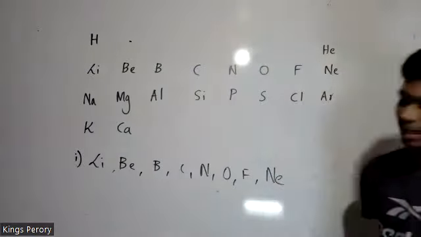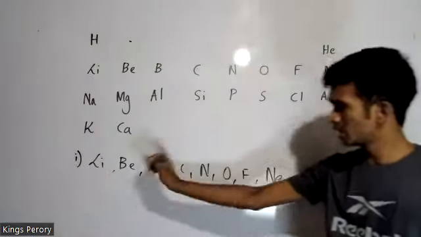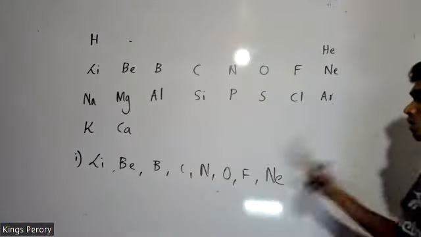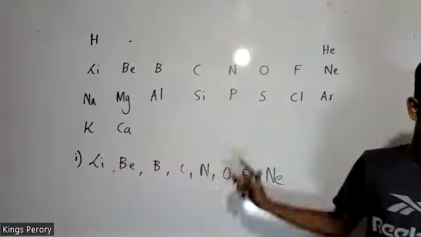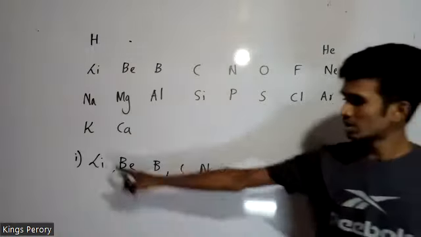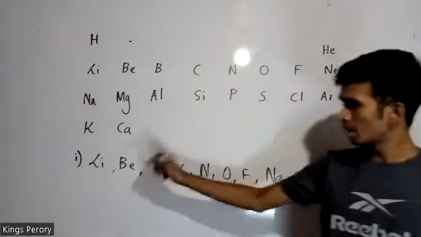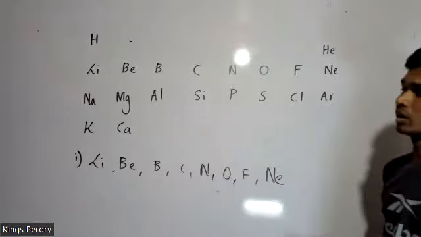So tell me, second period, what are the elements? Lithium, beryllium, boron, carbon, nitrogen, oxygen, fluorine, neon. Again, second period: lithium, beryllium, boron, carbon, nitrogen, oxygen, fluorine, neon.